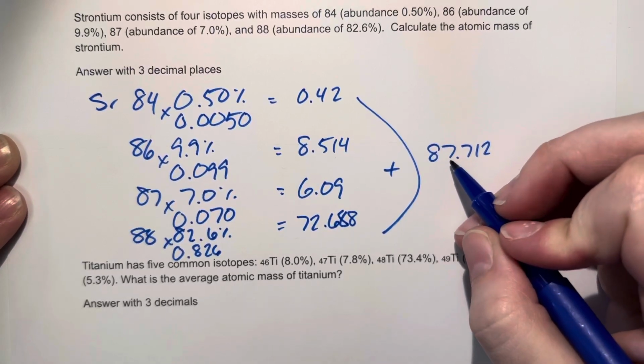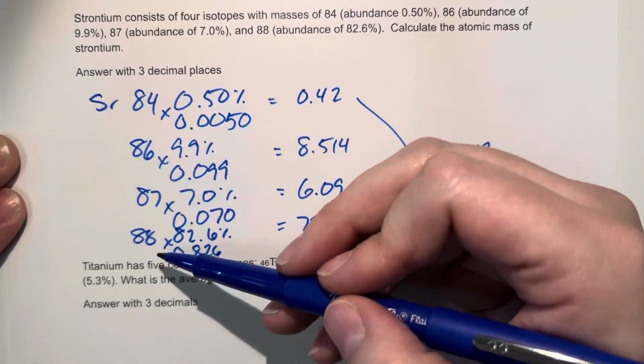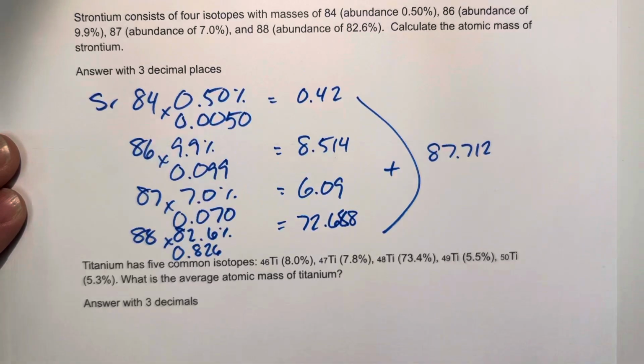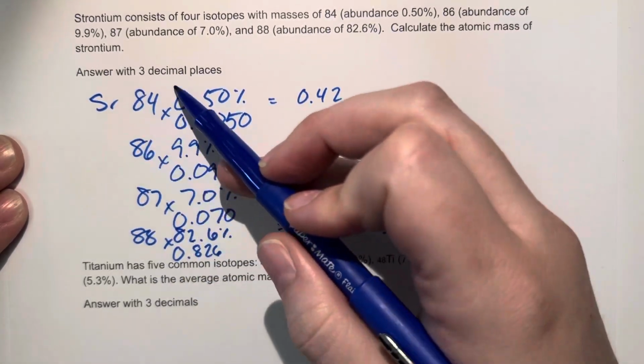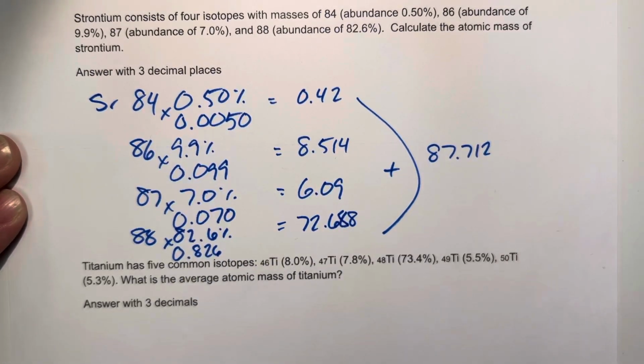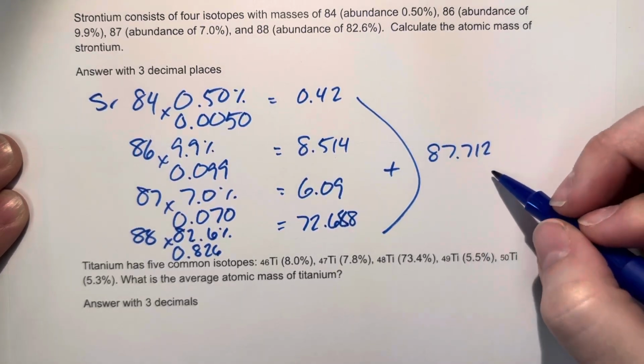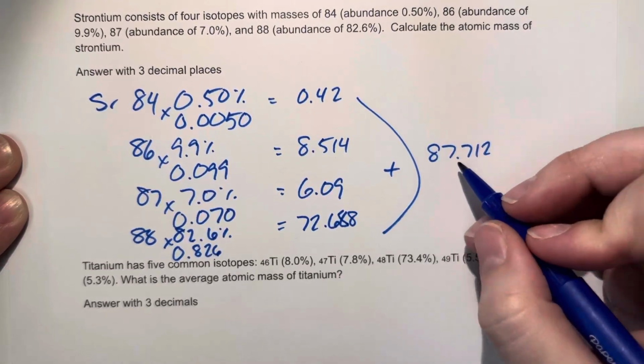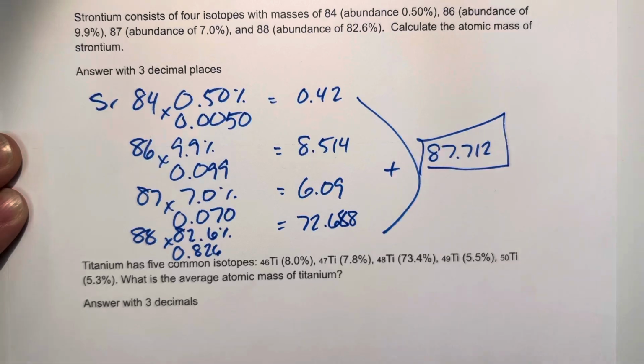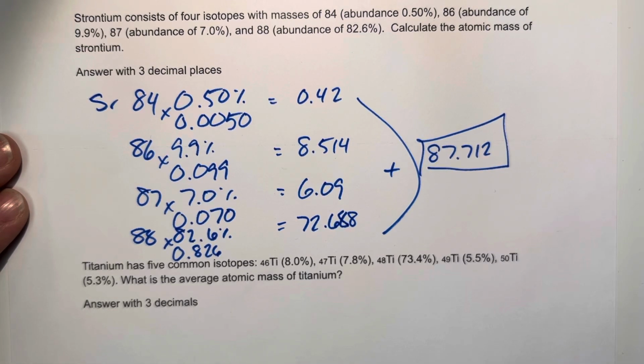Checking to make sure that this is reasonable. It should be between my highest and lowest isotope count. My highest is 88, my lowest is 84, 87 is between that. And so I need to answer with 3 decimals, so no rounding is necessary. So 87.712 would be my final boxed answer.